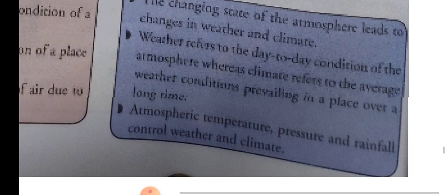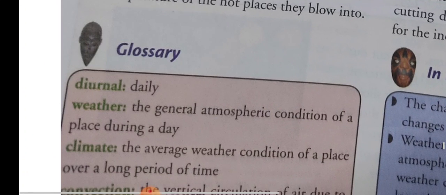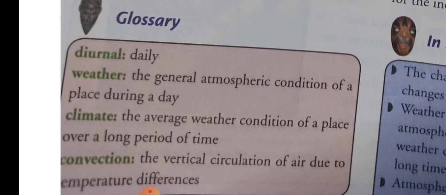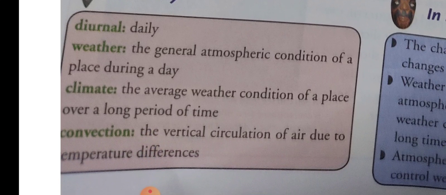Prevailing winds are planetary winds caused by convection cells over the earth. Ocean current, a river of hot and cold water flowing in the ocean. Diurnal means daily weather, the general atmospheric condition of a place during a day. Climate, the average weather condition of a place over a long period of time. And convection, a vertical circulation of air due to temperature differences. So now your homework, learn the glossary.